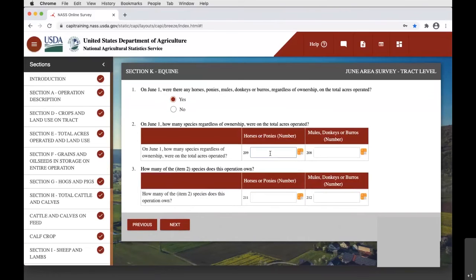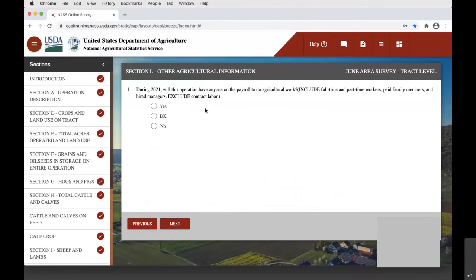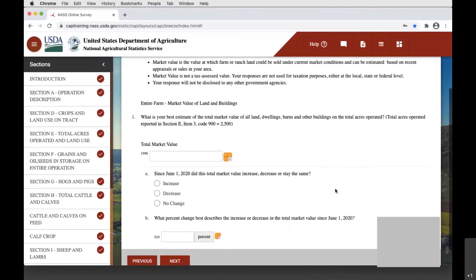Let's say that they have 2 horses, but they don't have any donkeys, but then they do have both of those owned. Will this operation or anyone be having labor? Well, for somebody that has as big an operation as they have, they're going to, let's say, have 2 people helping them out. The market value questions have been simplified from previous years so that you can provide a value estimate for the total market value of all land and buildings operated, not just what was owned, what was rented in, or what was rented out.